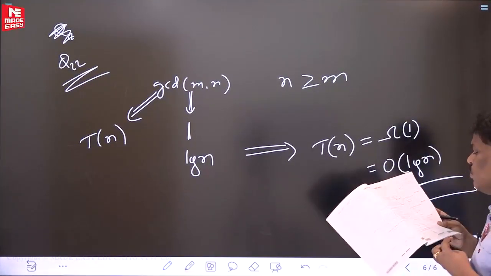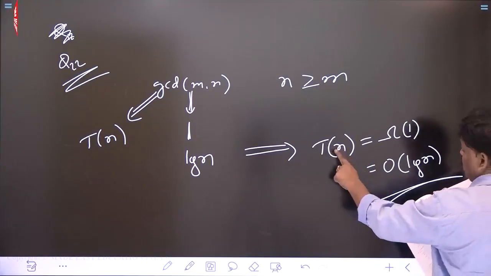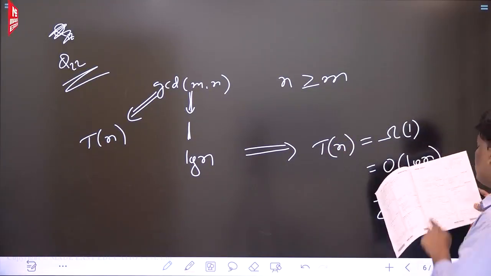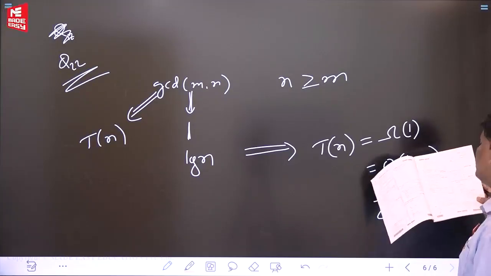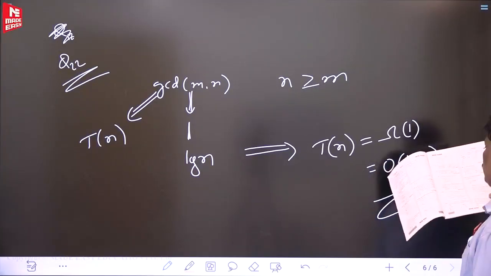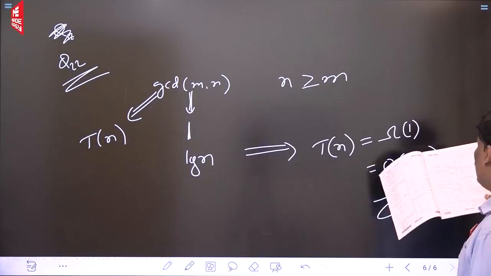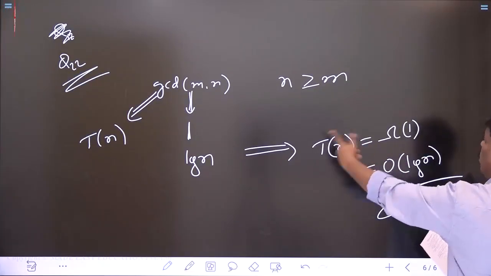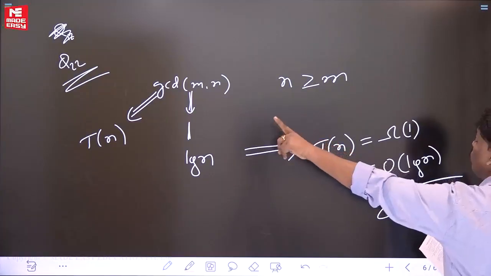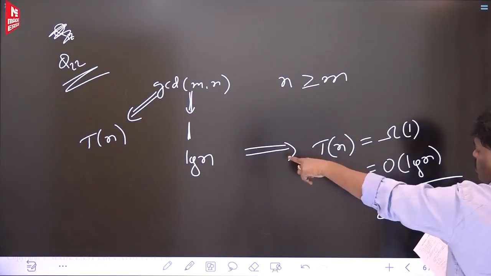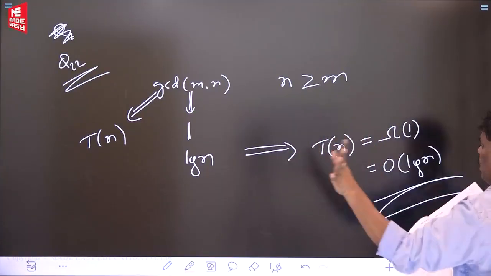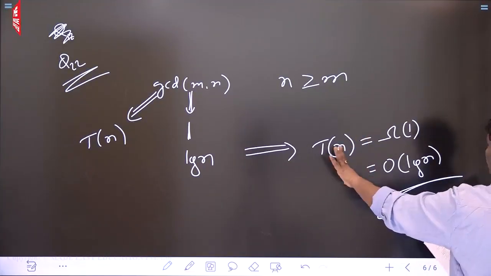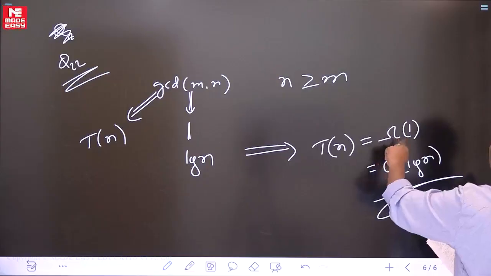Tn has two choices, 1 also, log n also. Let's check option A. The left hand side is Tn. Tn is theta of log n? No. Theta means Tn and log n are both equal, no. Tn has two choices: Tn may be 1, Tn may be log n. So can I write Tn as theta of log n?